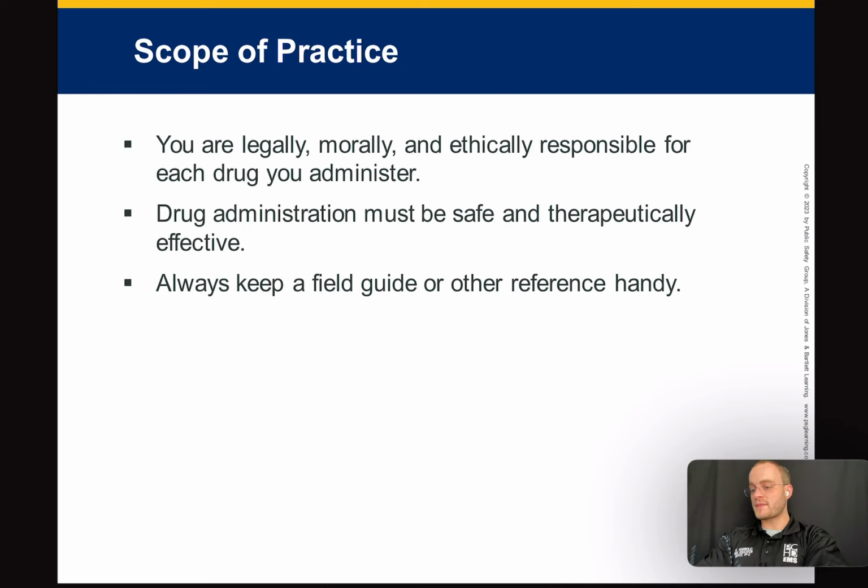And not only that, the civil penalty, the monetary penalty of it. So just be aware, you're still responsible. At the end of the day, it's your problem, okay? Drug administration must be safe and therapeutically effective. So you would want to keep a field guide, whether that's on your computer or on your phone or in print, to reference.